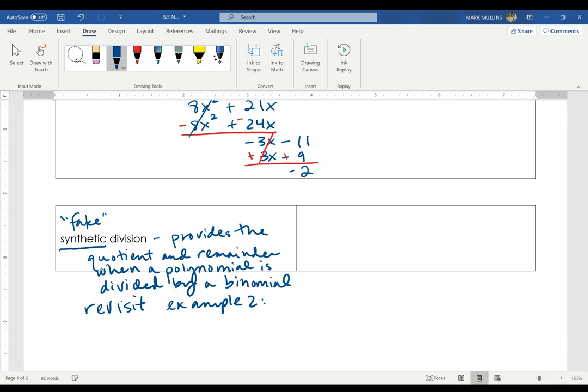And we divided by x plus 3. So let's say x plus 3 equals 0. So that means we're looking for x equals negative 3. So we are going to evaluate f of negative 3 using synthetic or fake division.